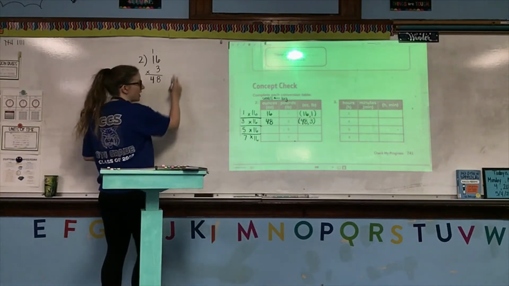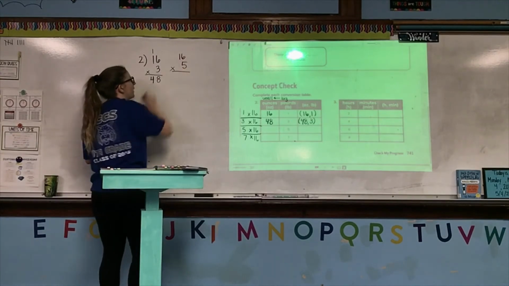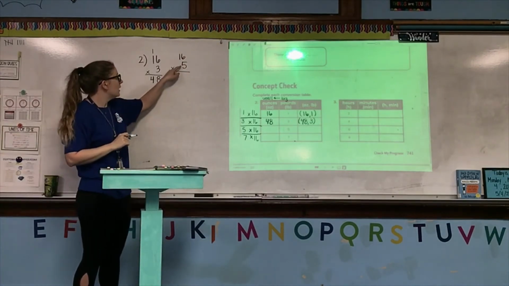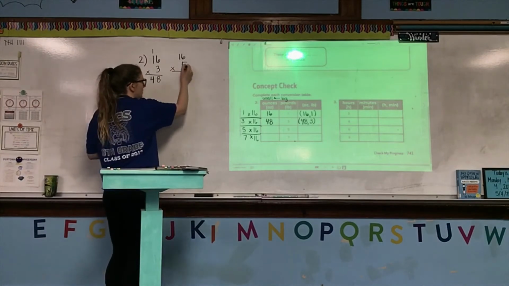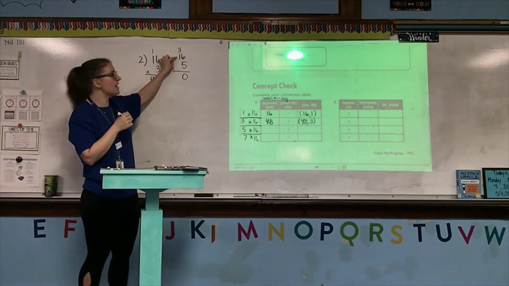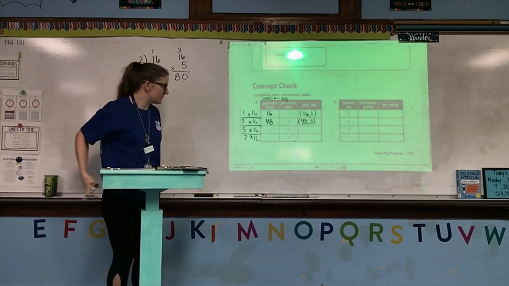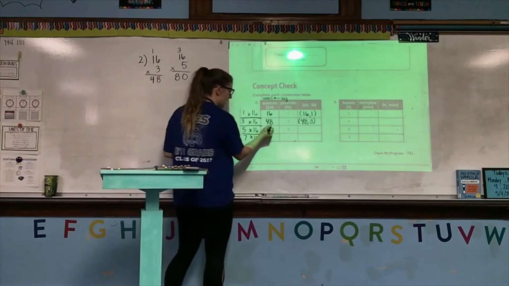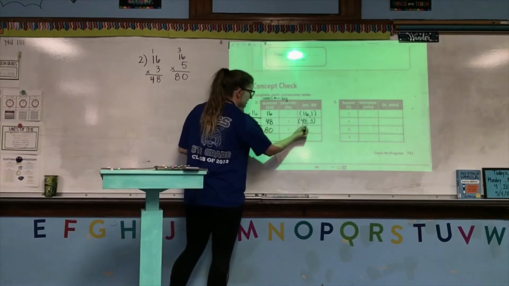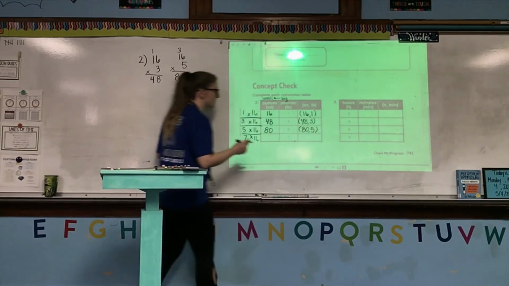Next, we're trying to figure out how many ounces are in 5 pounds. So I'm going to rewrite my problem up and down. 5 times 6 is 30. Regroup the 3 to the tens place. 5 times 1 is 5, plus 3 is 8, which means that 5 times 16 is 80. So there are 80 ounces in 5 pounds.